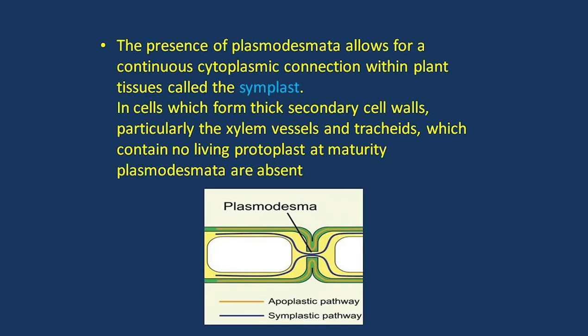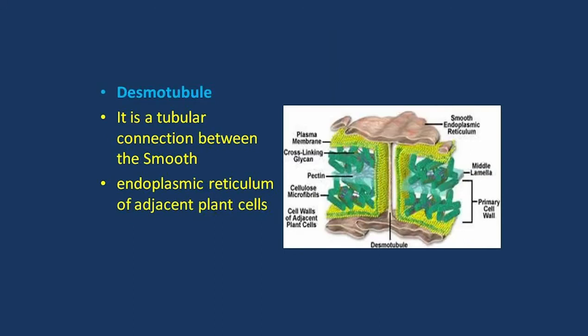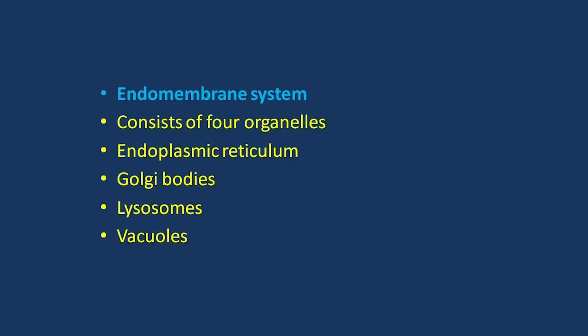In cells which form thick secondary cell walls, particularly the xylem vessels and tracheids, which contain no living protoplast at maturity, plasmodesmata are absent. Now let us look at another structure called desmotubule. It is a tubular connection between the smooth endoplasmic reticulum of adjacent plant cells. Now let us look at four different organelles which are always adjacent to one another, which forms the endomembrane system. The organelles are endoplasmic reticulum, Golgi bodies, lysosomes, and vacuoles.